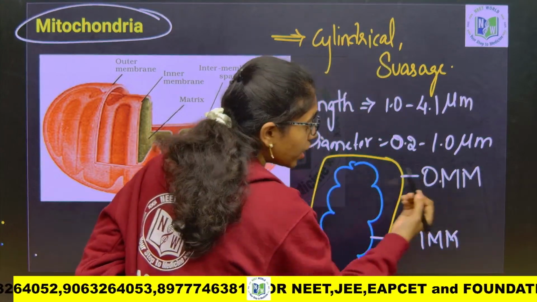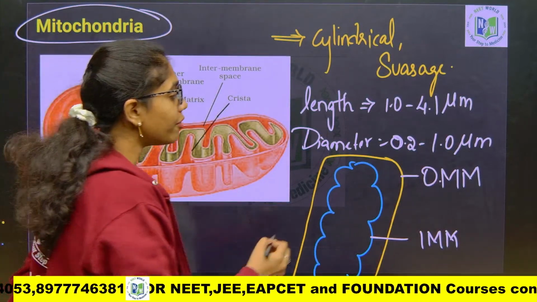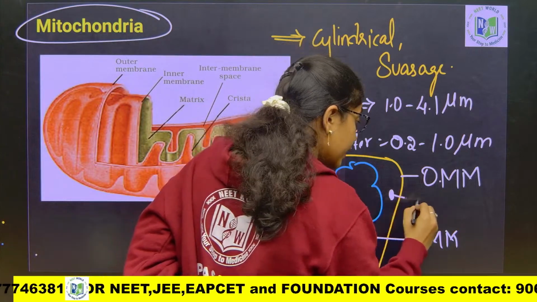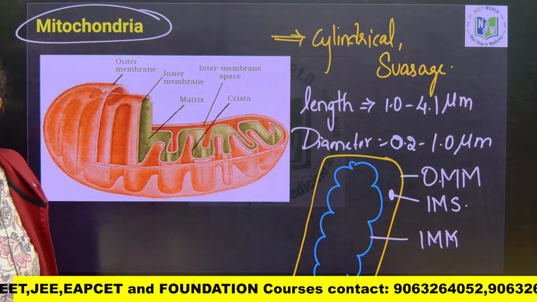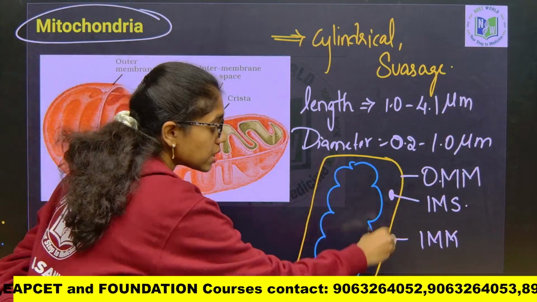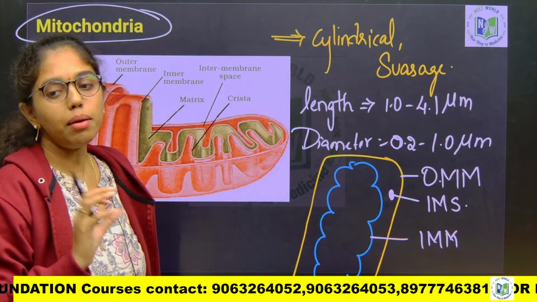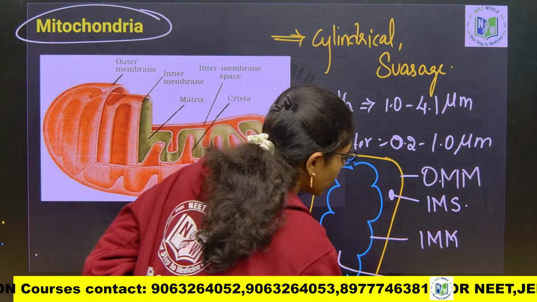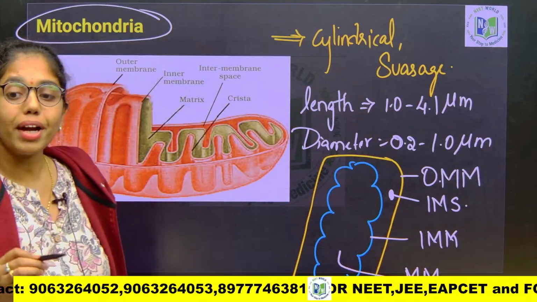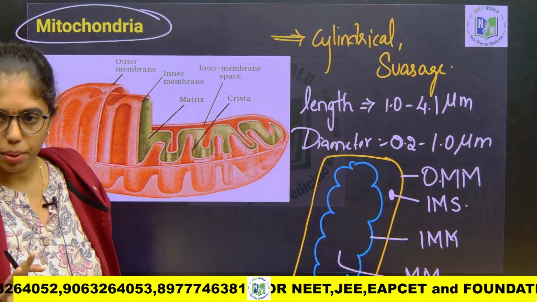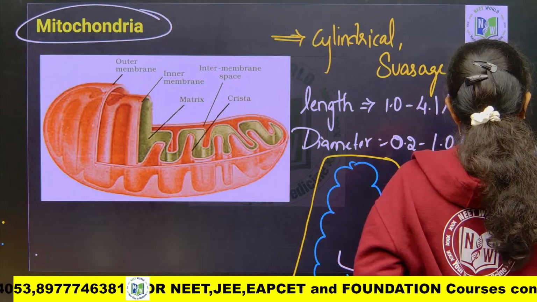In between the outer mitochondrial membrane and the inner mitochondrial membrane, what do you have? Intermembrane space. Inside this inner mitochondrial membrane, what do you have? Mitochondrial matrix. As I told you, the outer mitochondrial membrane is completely permeable. This is freely permeable.